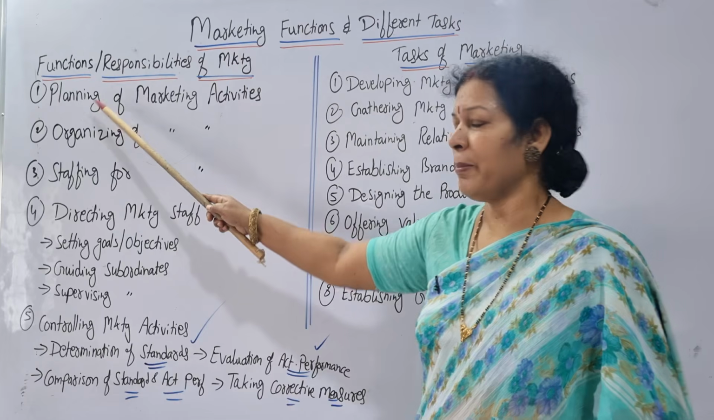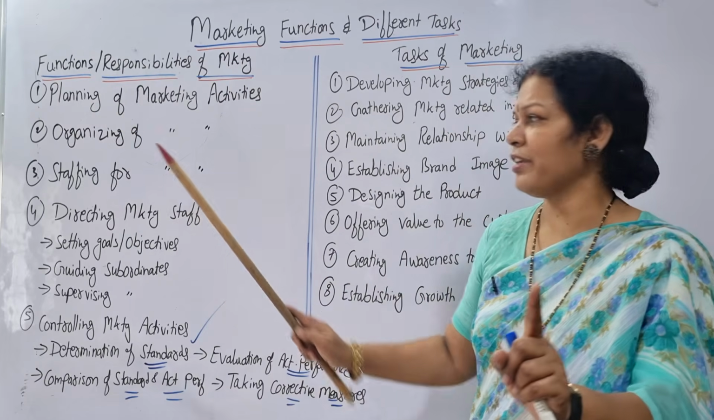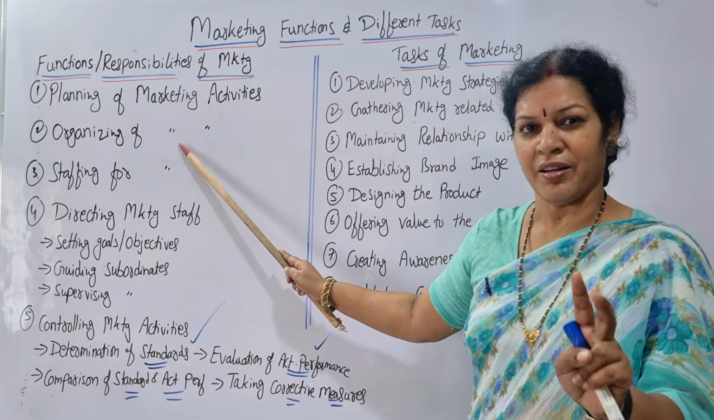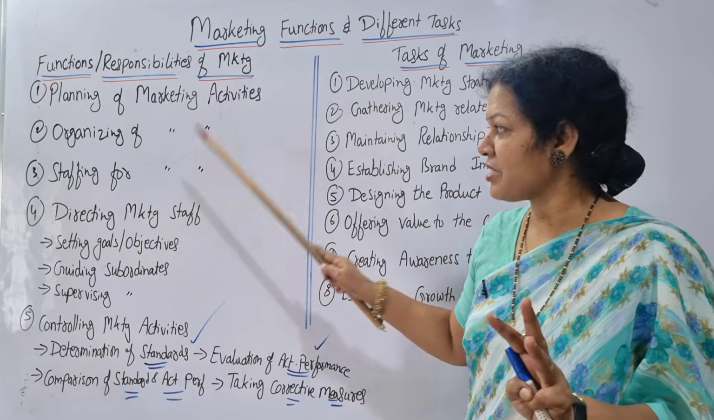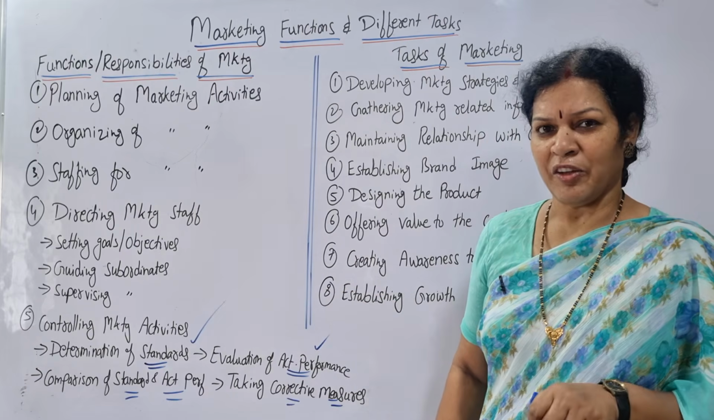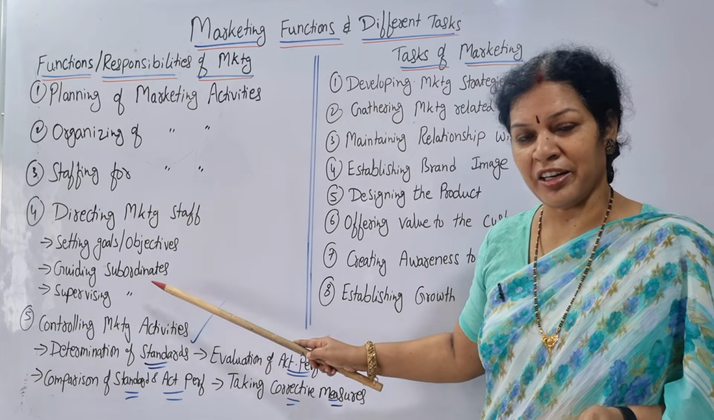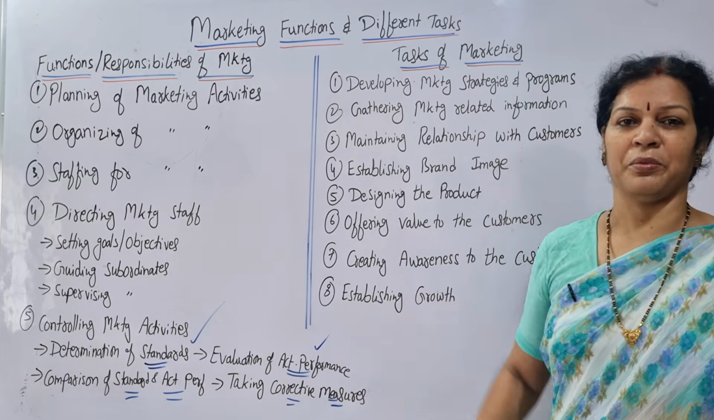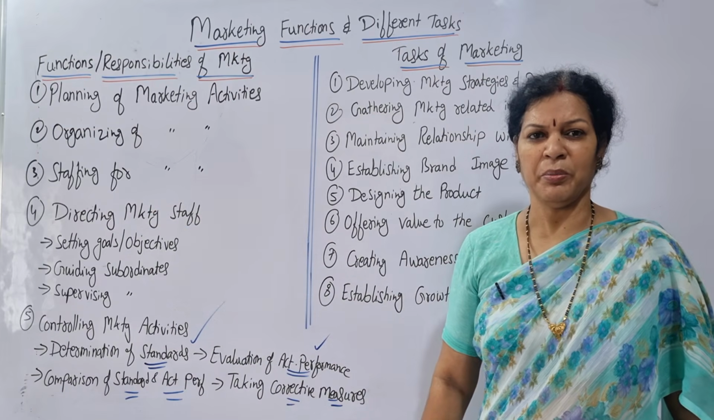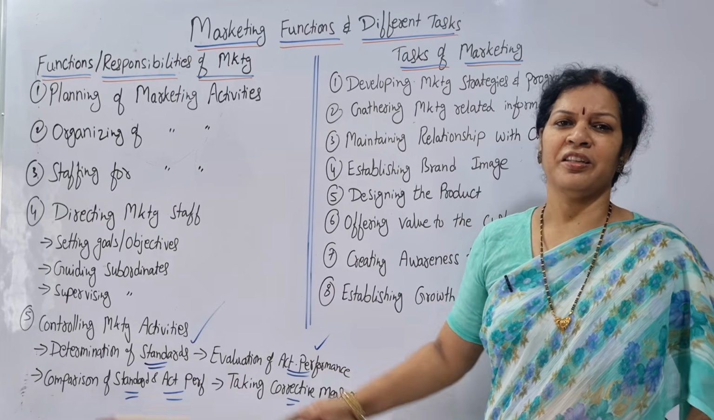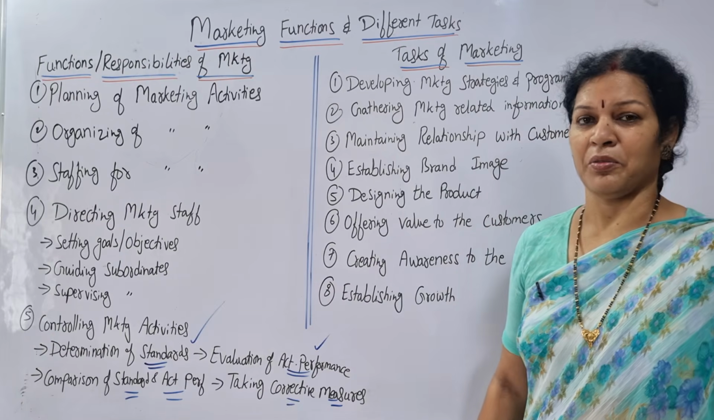First thing is what? Planning the marketing activities. Once planning is over, then organizing. Organizing is over. Next, staffing. Staffing means recruiting. Then you are directing the marketing staff. If direction is over, then controlling the marketing activity. Simple 5. Able to remember? The same thing you can say as the responsibility of the marketing activities also.